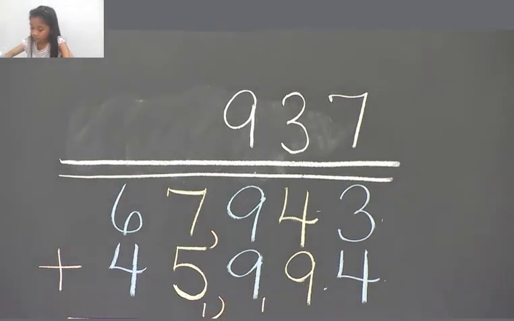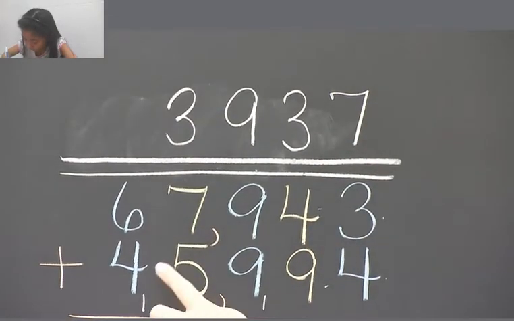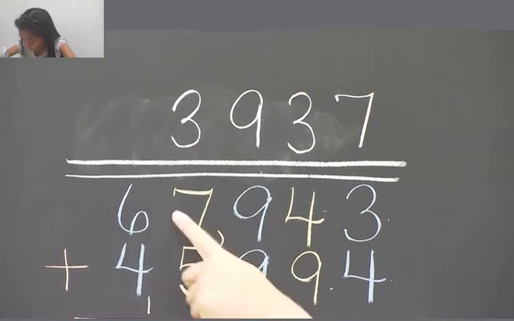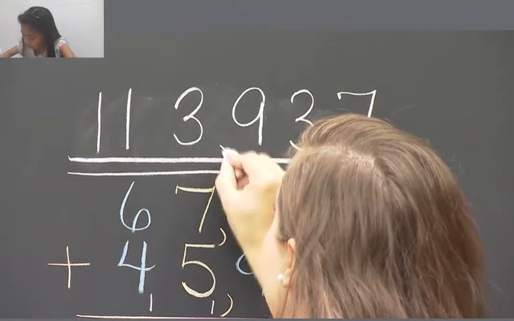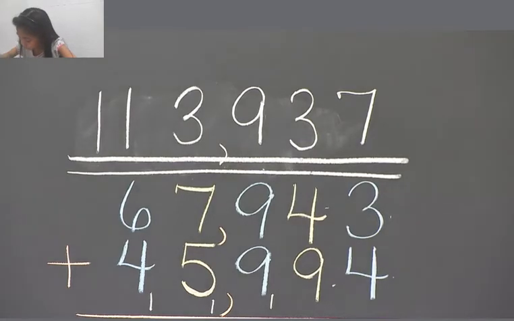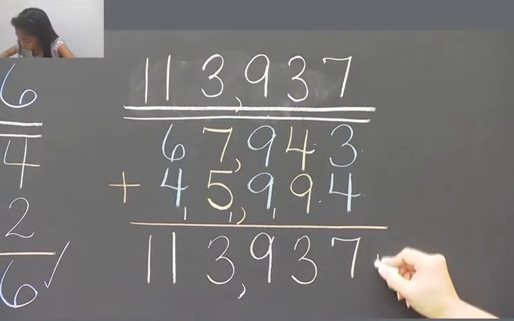1 plus 5 is? 6. Plus 7 is? 13. So then you carry the 1 to the bottom. 1 plus 4 is? 5. 5 plus 6 is? 11. So then we'll place our comma, 1, 2, 3, comma, and both of the numbers are the same, which means our answer checks. It is correct.